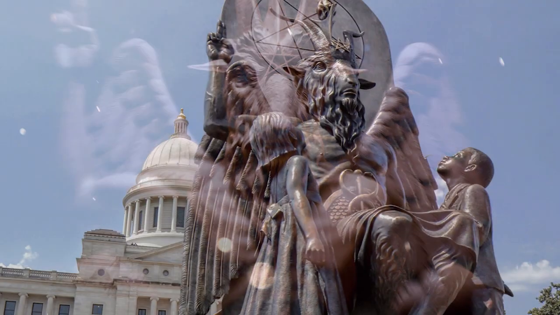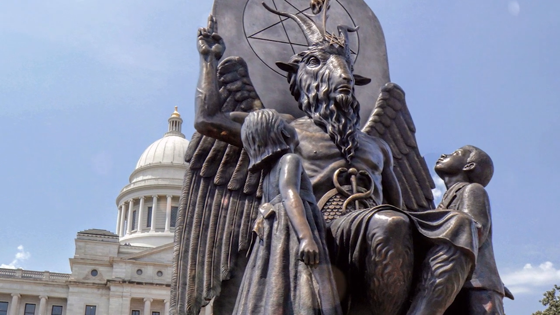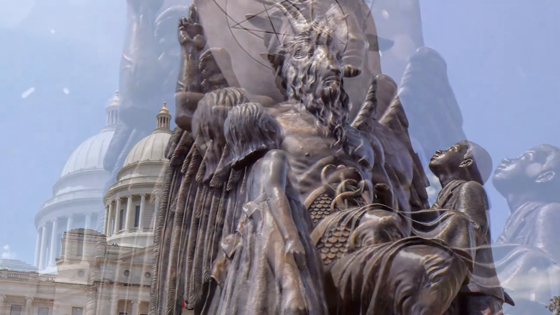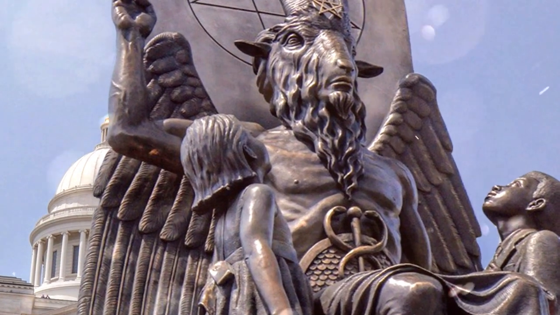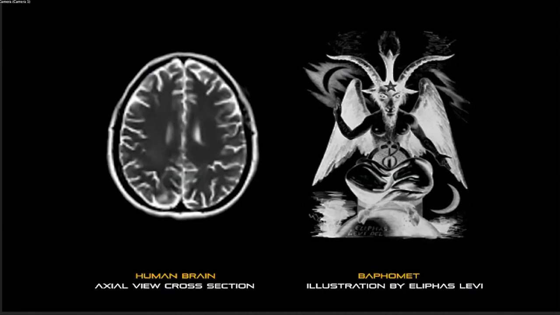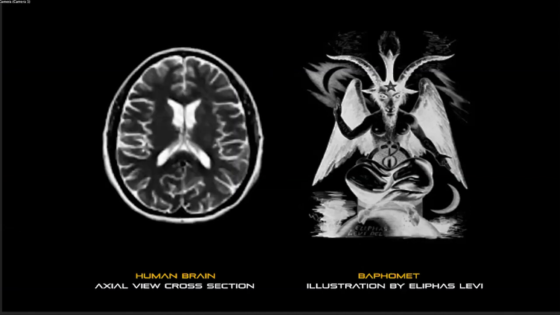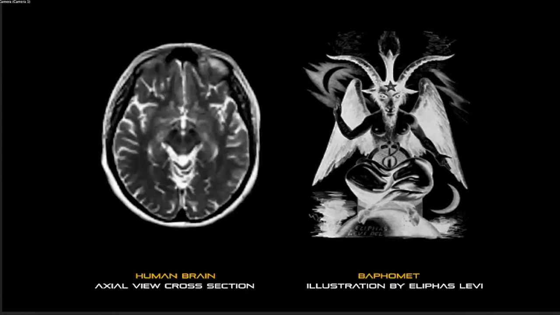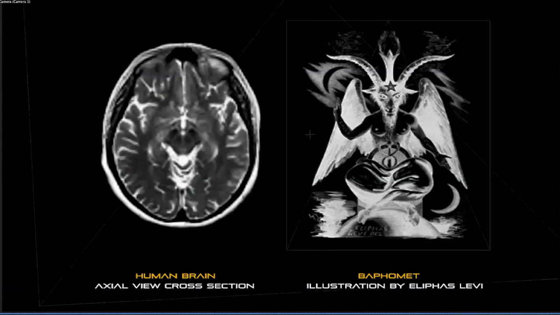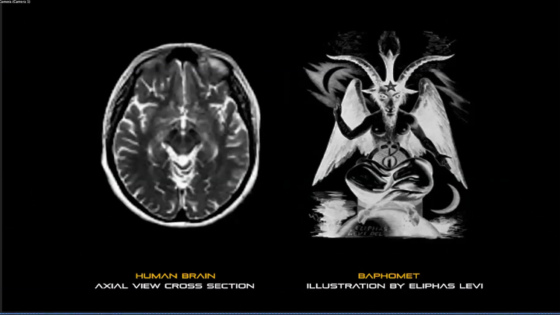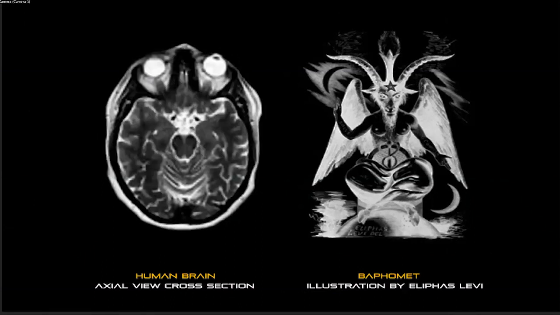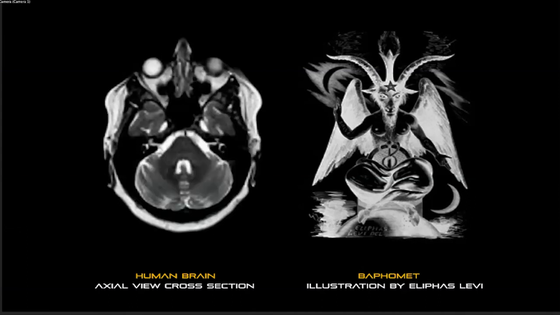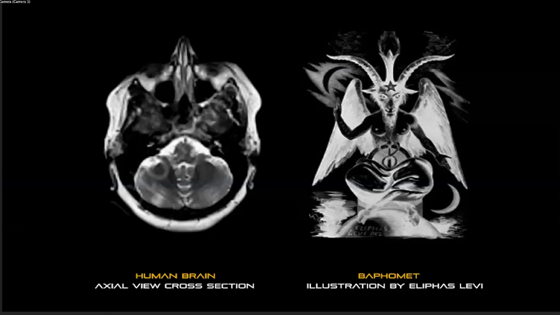It is interesting that a bunch of occultists erected a statue of Baphomet as a statement of the right of occultists to freedom of religious expression. Anyway, here's a cool thing. So as we go down the cross sections of the brain, we start seeing something really interesting. So as we get to this certain level, we start to notice some things.